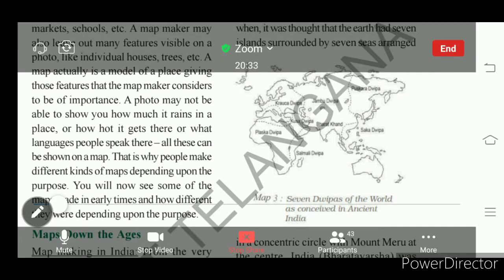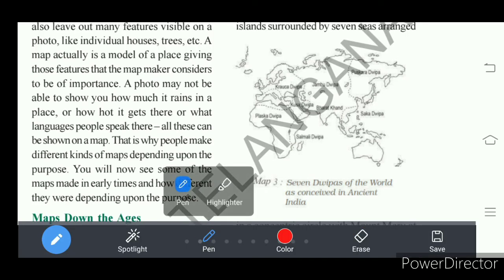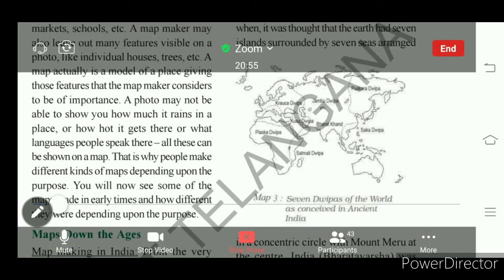Seven dvipas. Look here, my dear students. I am highlighting the point. Seven dvipas of the world as conceived in ancient India. In ancient India, the scholars assumed that there were seven dvipas, seven islands, and that is shown here.